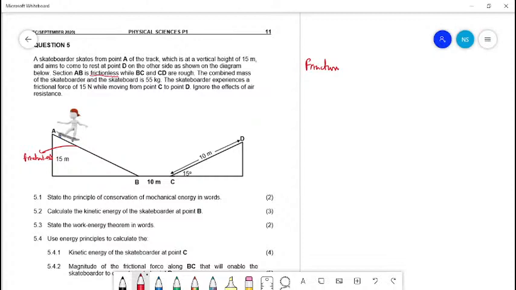So the first question that we have here is a question that requires us to state the principle of conservation of mechanical energy.